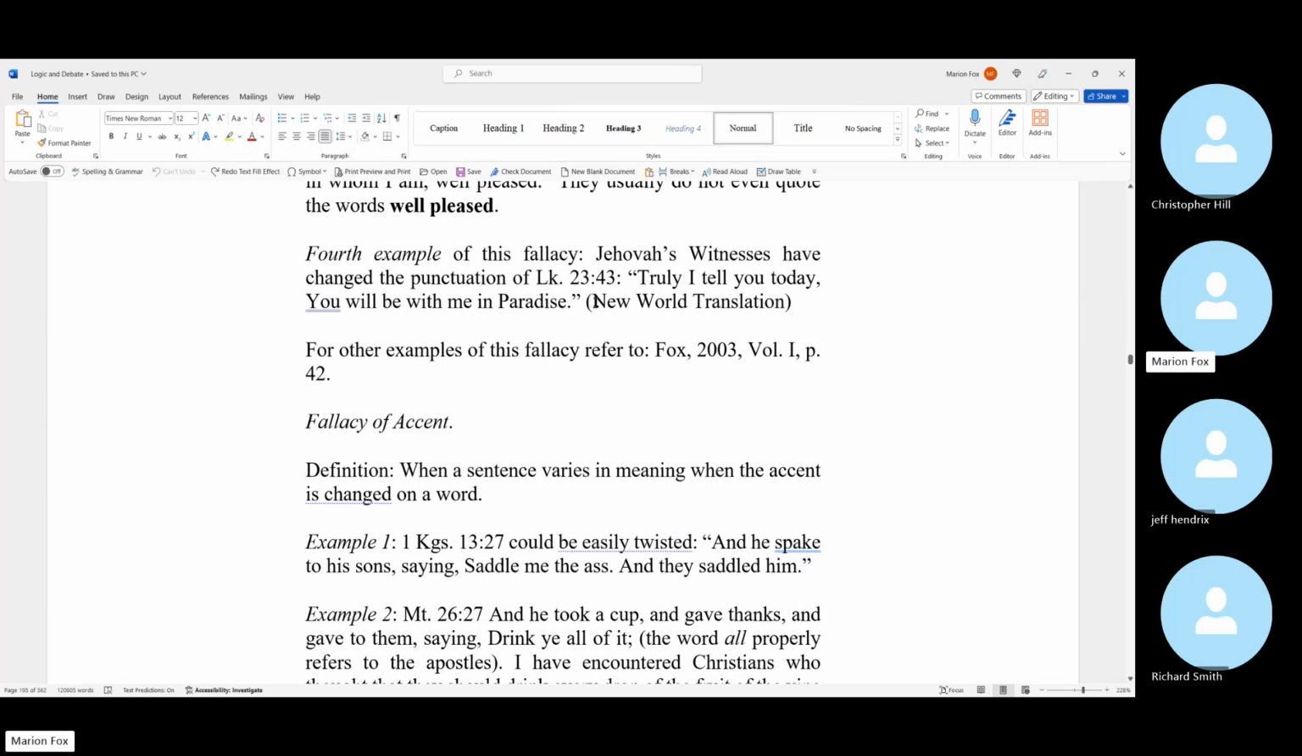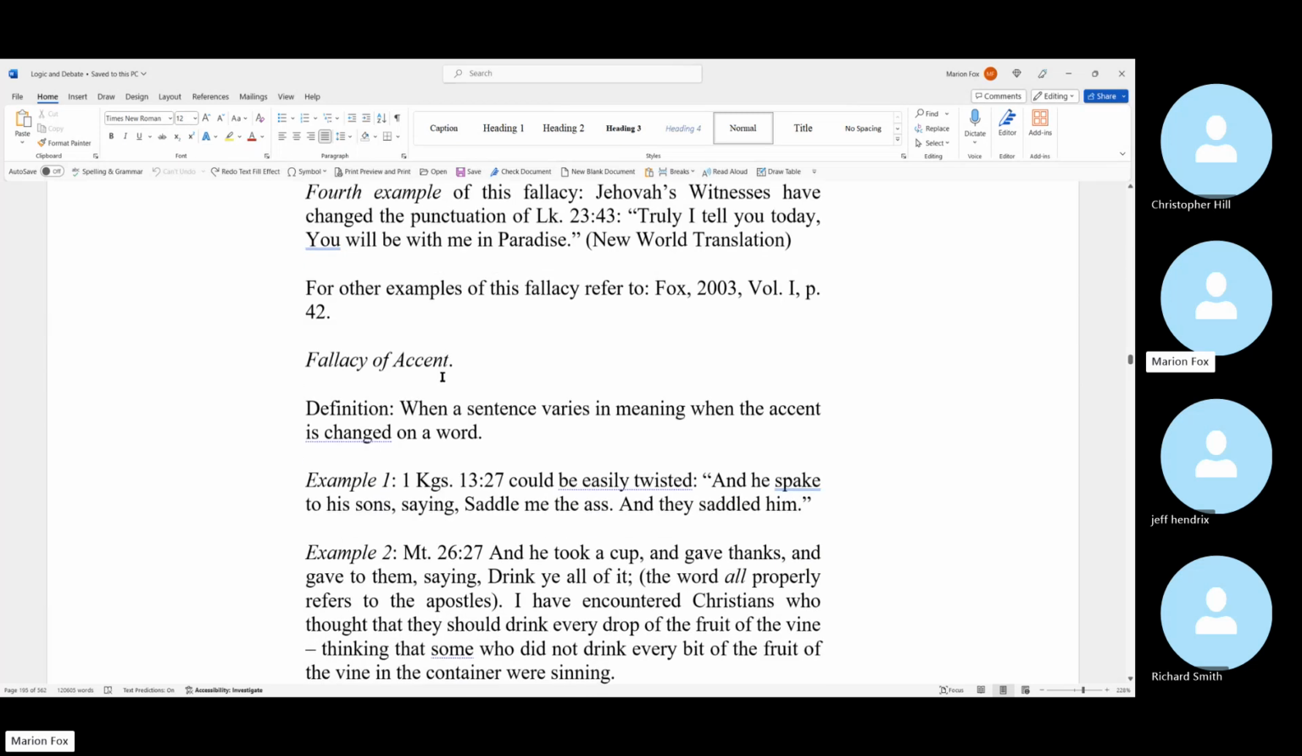In Fox 2003, Volume 1, page 42, I have one example of this fallacy in that book, The Holy Spirit, Volume 1. All right. Any further questions? All right.